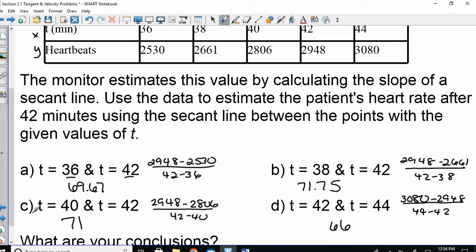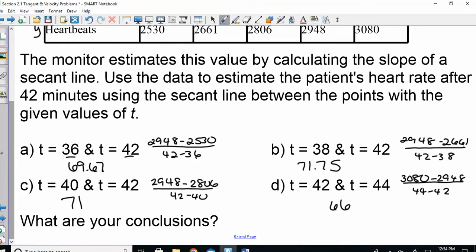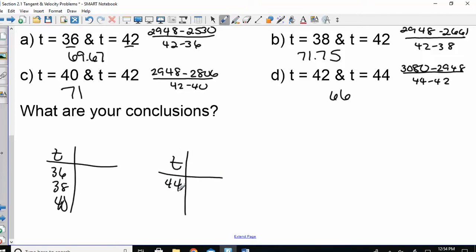Okay. So you'll notice, what do all four of these have in common? They all used 42. If you think of it like the table, my times were approaching 42. We did 36, 38, 40. The last one is 44. That's like if you had done a separate table and looked at it. So when we had 36, my slope was 69.67. When we did 38, it was 71.75. 71. 44 gave me 66.